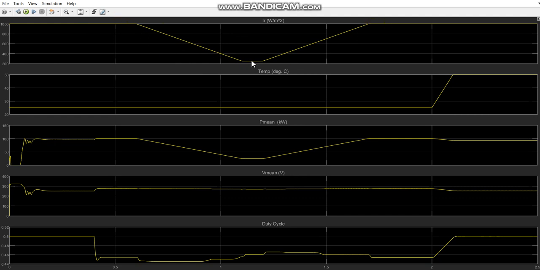As irradiance decreases, there would be a decrease in the current, and as it increases, the current would go back up. The temperature begins at 25 degrees Celsius and increases to 50 degrees Celsius. As the temperature increases for the solar module, there would be a decrease in the voltage.